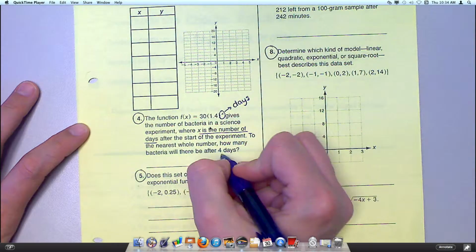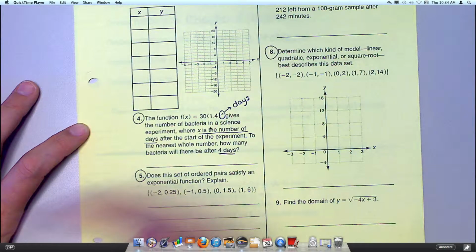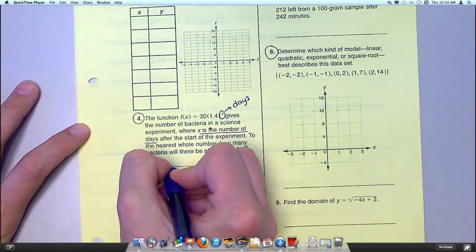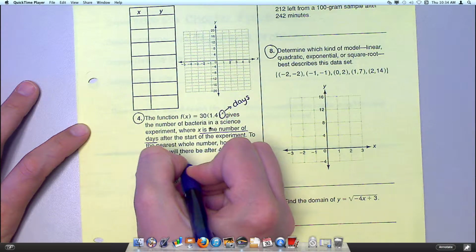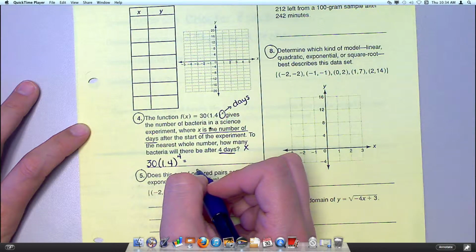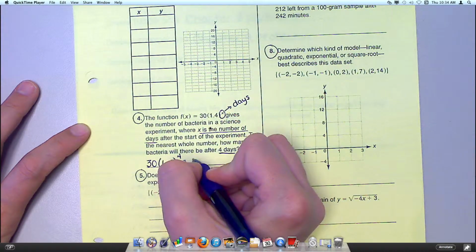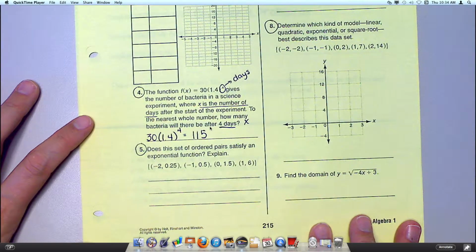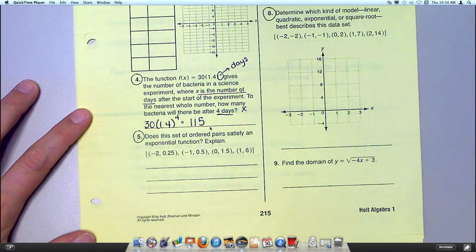So 4 days, is that my X or my Y? My X, yeah. So let's just put 4 in for X. 30. What is it? It does say round to the nearest whole number. 115. Taking Trevor's word for it, do we believe him? No. I get 115. Yep. Anybody still not getting 115? Okay. All right. Good to verify. You should verify yourself.